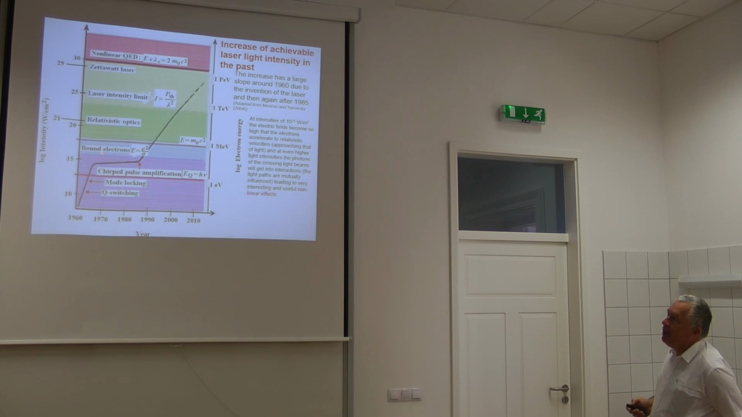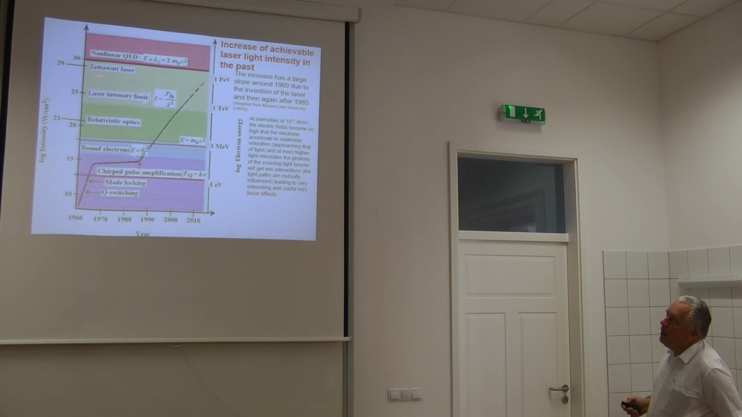With chirped pulse amplification we practically reached the energy of the bound electrons, a couple of electronvolts, and then a huge development occurred, which can be attributed to lasers in the field of relativistic optics. This threshold value was 10 to the 18 watts per square centimeter. This intensity is large enough to accelerate electrons to relativistic velocities, and very interesting phenomena can occur.